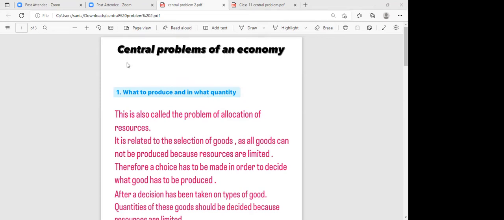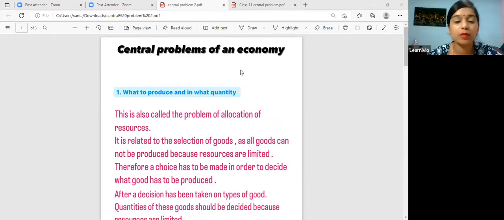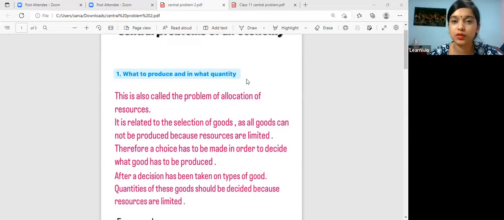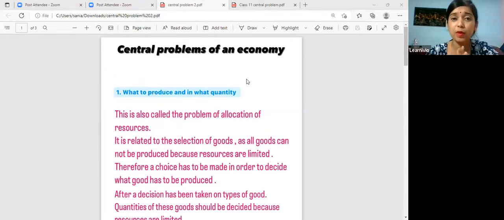So basically, in the previous class, we completed central problems of an economy. This is for Dina and Janab both. You both are on the same page, right? Central problems we are done. So we will quickly revise it so that after that we can start the new topic.